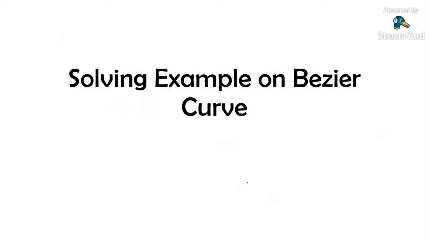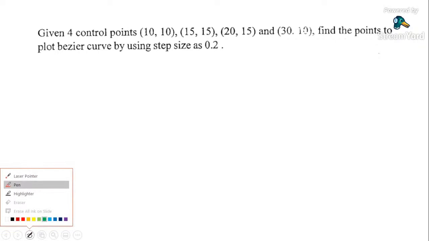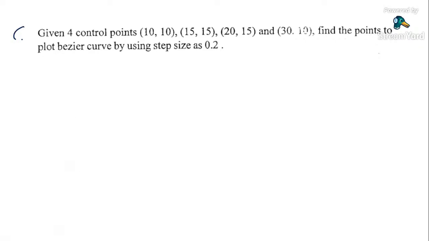Now after properties, we will solve a problem based on Bezier curve. Okay, so the question is, you can see here the question. There are 4 control points with coordinates (10,10), (15,15), (20,15), (30,10). Find the points to plot the Bezier curve by using step size as 0.2. Now see here, step size means this u.